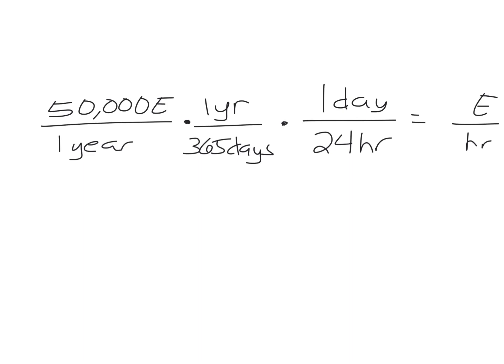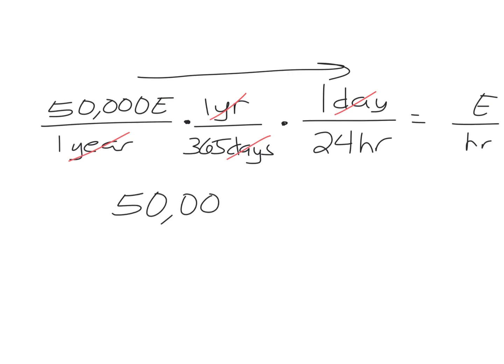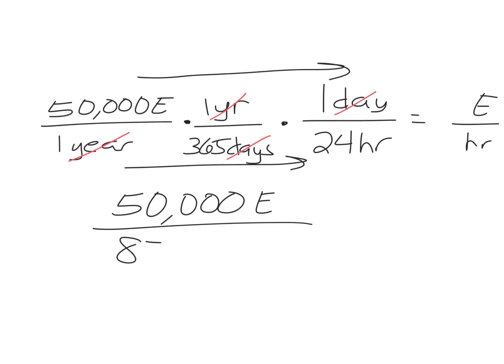Now, how can we check if we have the right ending labels? Start crossing things out. What cancels out? The years cancel out, and the days cancel out. Are we left with what our end goal is? Yes. Earthquakes and hours. Now we have to multiply or divide. We need to multiply across first, but what do we have on the top? Just that 50,000 earthquakes. On the bottom, multiplying across, we have 365 times 24, and we get 8,760 hours.